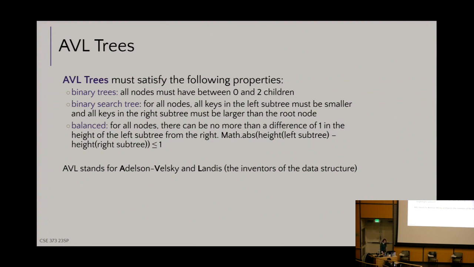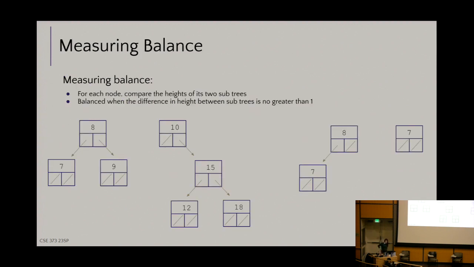So, AVL trees, they must be binary trees. They must be binary search trees. And they must be balanced. So, that tree we had for warm-up, it was a binary tree and it was balanced, but it wasn't a BST, so it's not an AVL. But if it was all three of those, it would have been a valid AVL. So, how do we measure balance? We compare the heights of two subtrees.